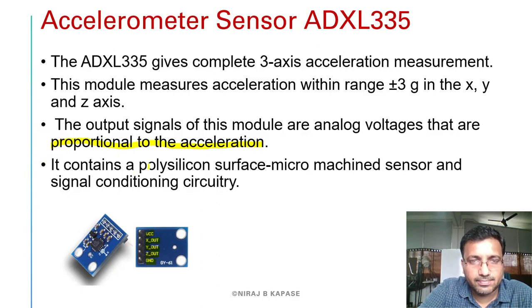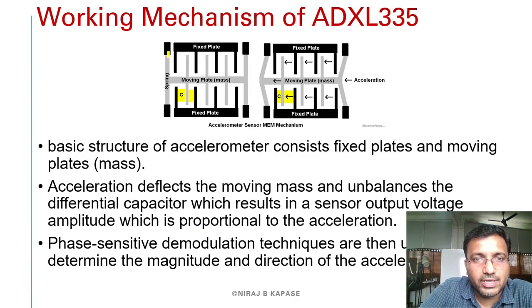It contains the polysilicon surface micromachined sensor and signal conditioning circuitry on the board. This also represents which side is X, which side is Y, and which side is Z. There is one dot available on this particular IC. We will see in detail in the data sheet of this IC what that dot signifies. Okay, so here is the working mechanism of ADXL335.